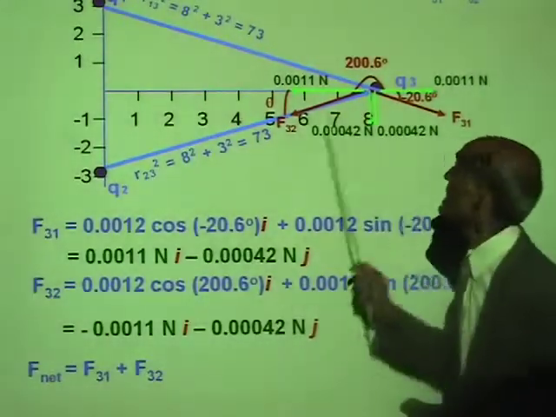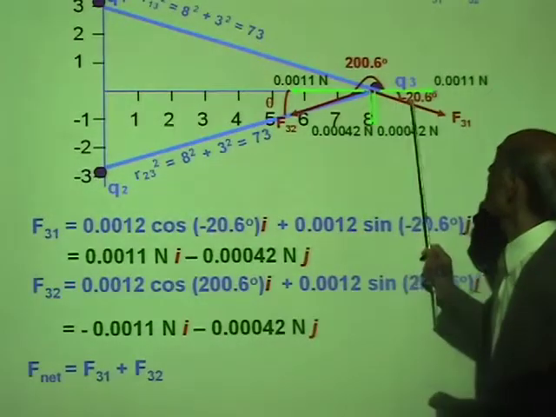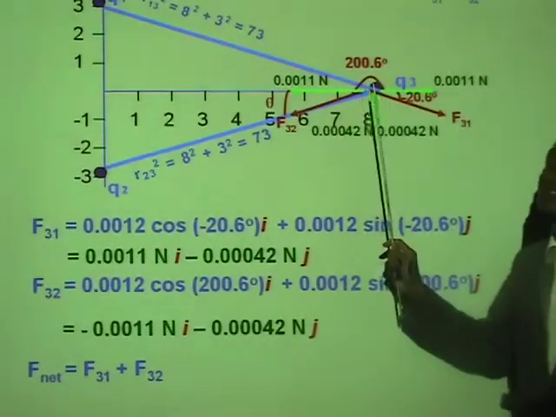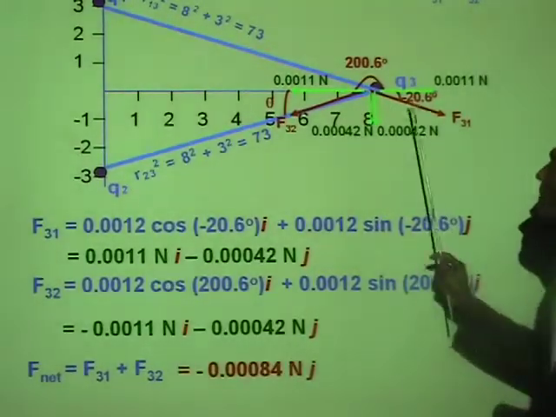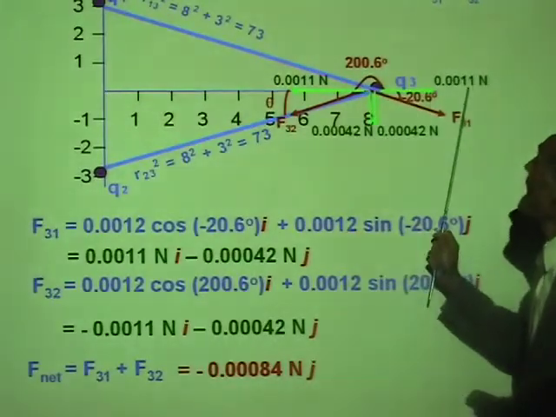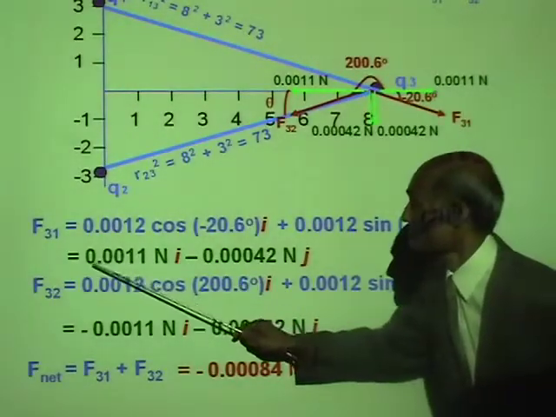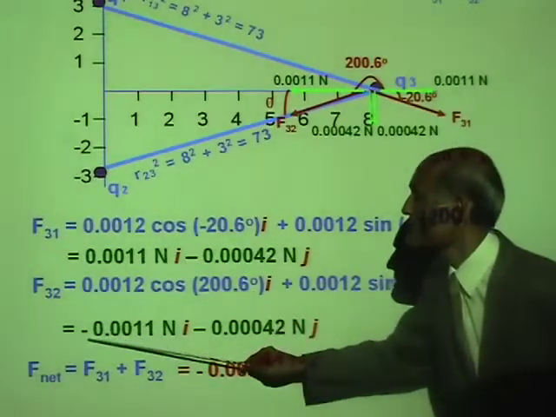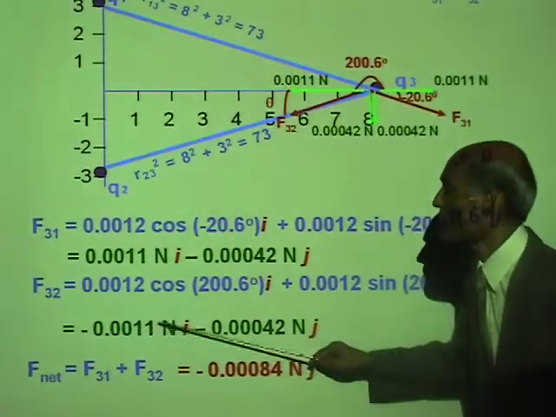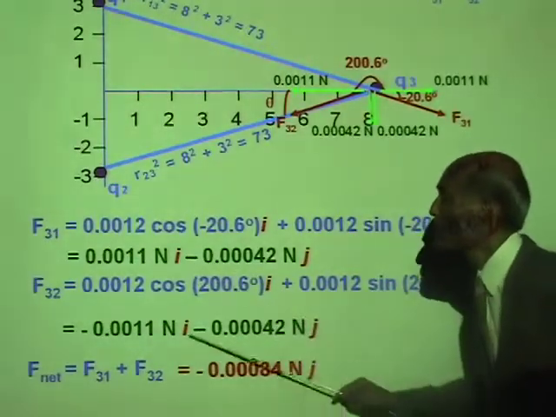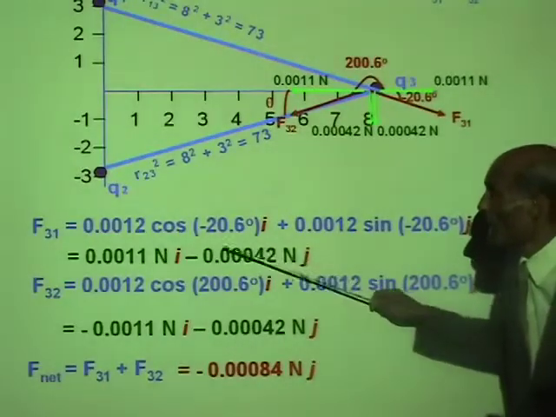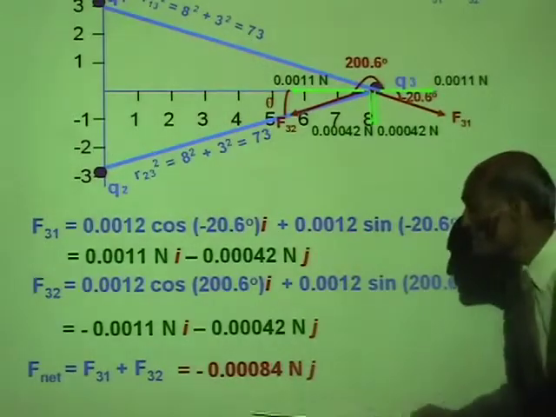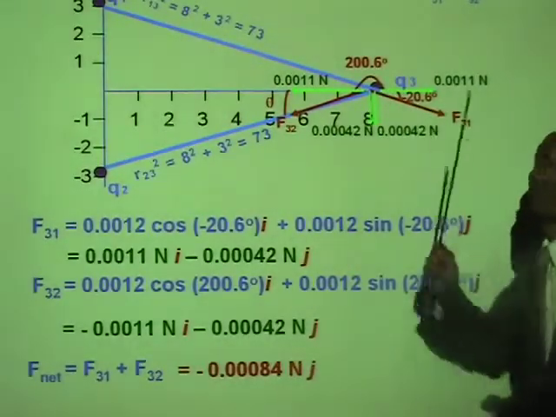So F net, the net force on Q3, is F31 added to F32, which is, you now add the components. That is, the I components: 0.0011 Newton I added to negative 0.0011 Newton I. So the terms containing I will cancel and the terms containing J will add up to give you this. This is the net force on Q3.